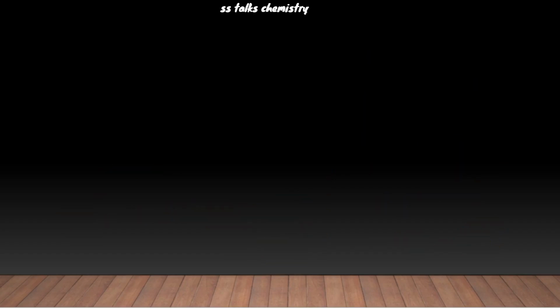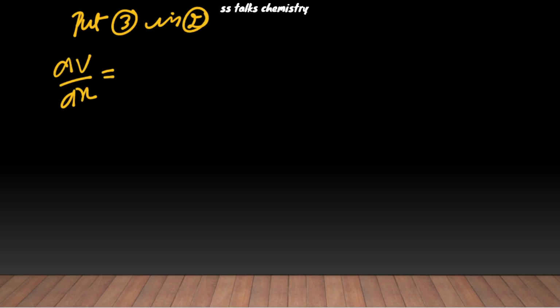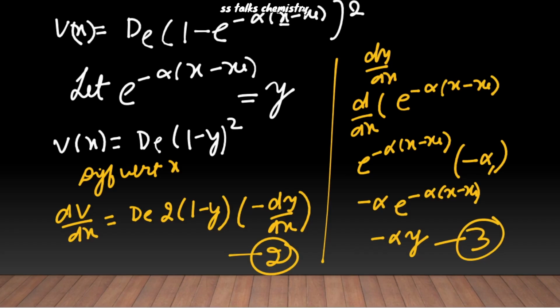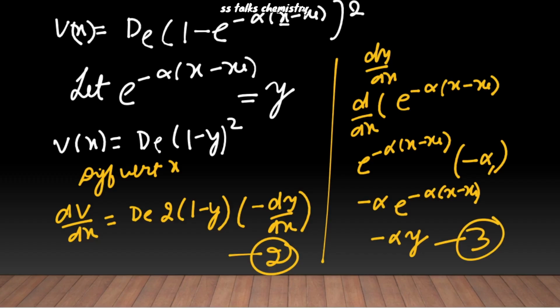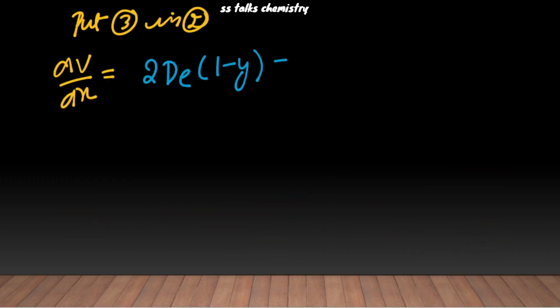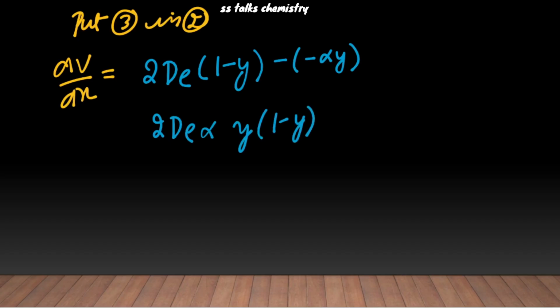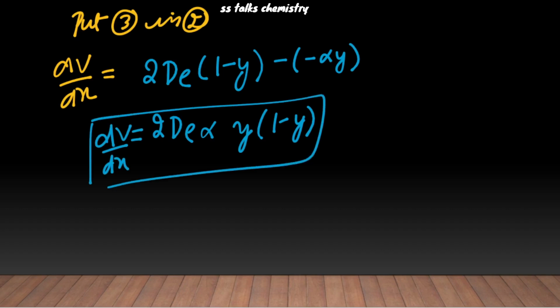So put 3 in 2. We get dV by dx equal to 2 De times (1 minus y) times dy by dx. With the negative sign it was there, so it becomes minus alpha times y. So it becomes 2 De alpha y times (1 minus y). This is what we get after the first differentiation of V with respect to x.